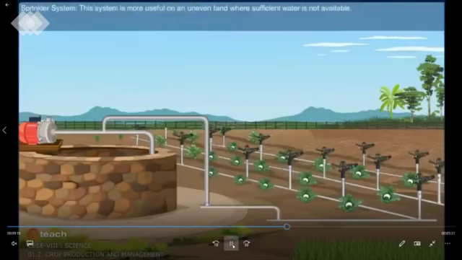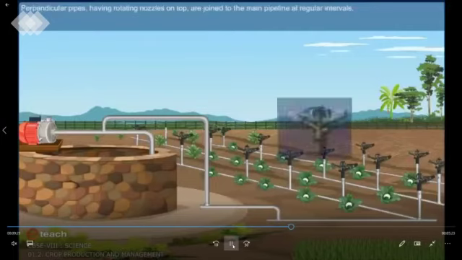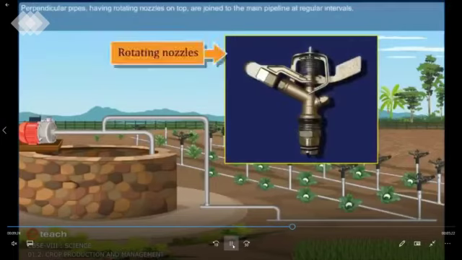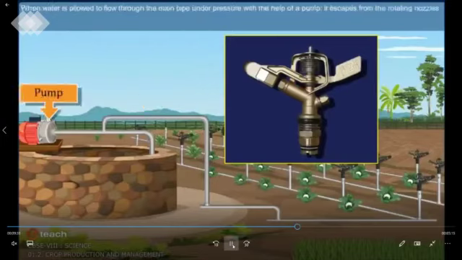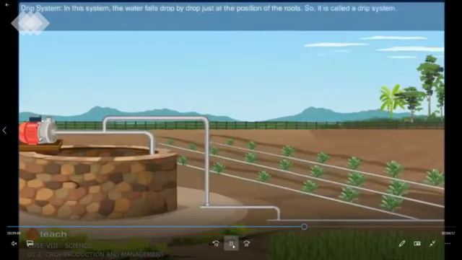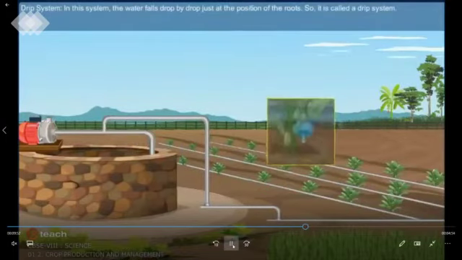Here comes the sprinkler system. Sprinkler system is most useful in unevenly spread lands, and it is very useful in drought areas where very little water is available. In a sprinkler system, the motor is connected to the main pipeline system and it is connected to rotating nozzles. When these rotating nozzles are on, they rotate and sprinkle the water just as if it is raining. Uniform distribution of water takes place throughout the field, and this sprinkler system is very useful in sandy soils, and wastage of water can be reduced.